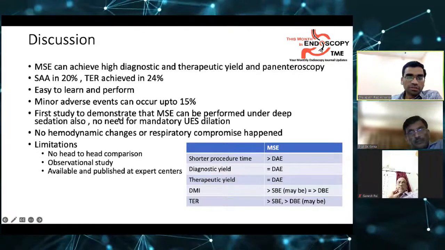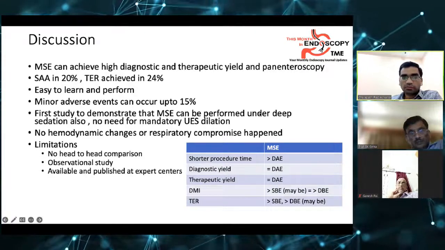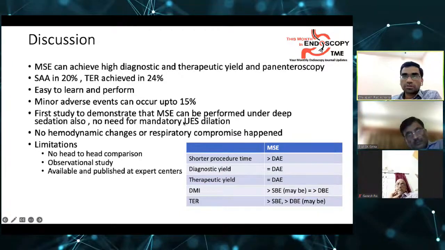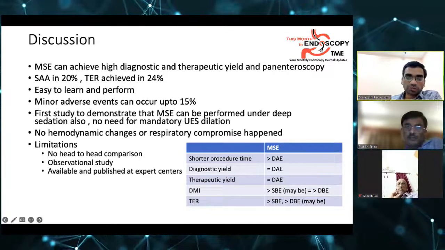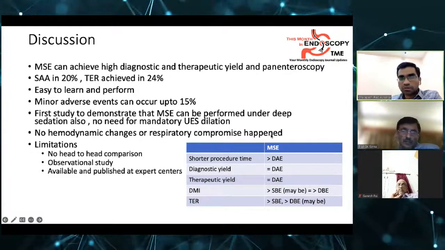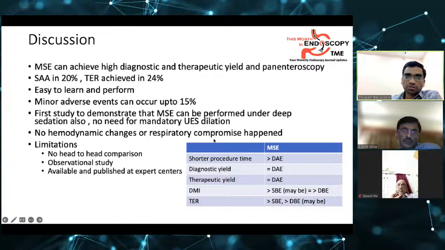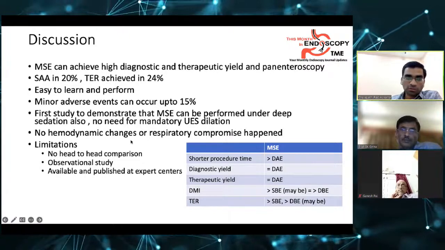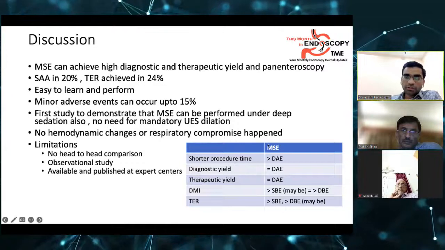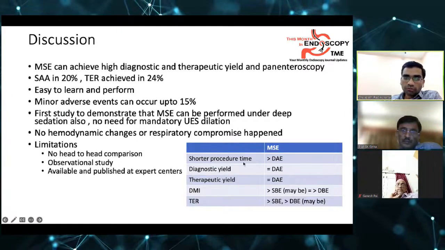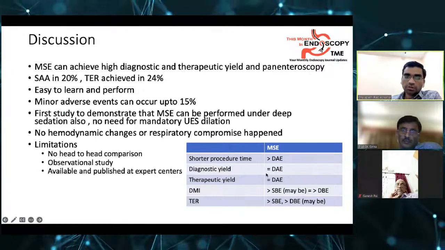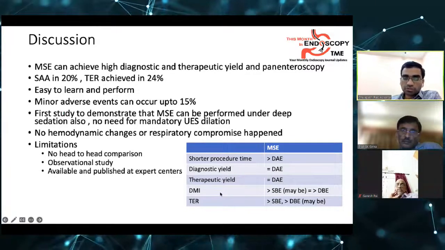And this is the first study to demonstrate that MSE can be performed under deep sedation also. And also there is no need for mandatory upper esophageal sphincter dilatation as was reported in previous studies. Fortunately, no hemodynamic changes or respiratory compromise happened, even though this study was done under propofol sedation. Compared to other enteroscopy devices, motorized spiral enteroscopy appears to have shorter procedure time, but with the same diagnostic and therapeutic yield as other device-assisted enteroscopies.